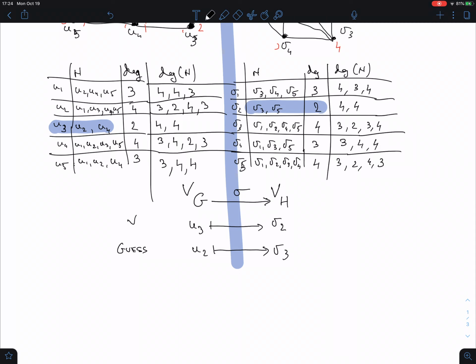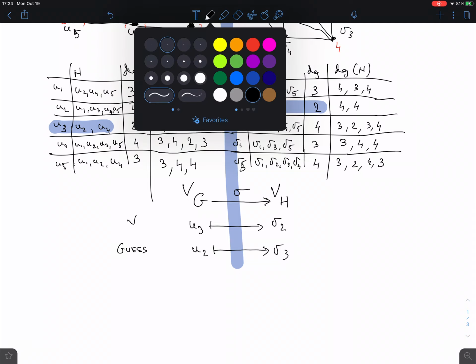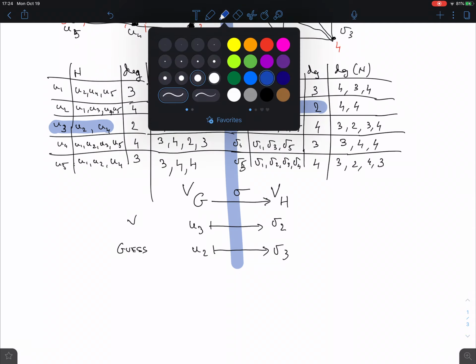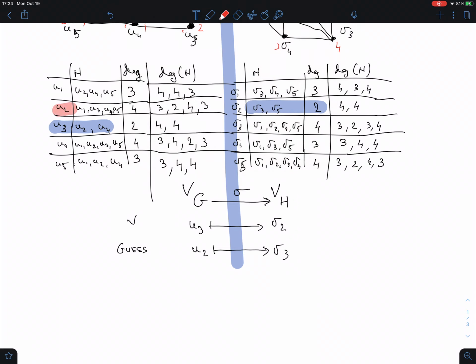But once I've done this, let me use our color schemes so that we see what goes to what. So I was sending U2 to V3. Okay. But this takes care of the other degree 4 guy. Right? Now I know that the other degree 4 on the left hand side, that's U4, has to go to the other guy on the right hand side, that is V5. So that is now also fixed. So again, I'm going to indicate this with colors so that I know what I've been doing. So 4 goes to 5.